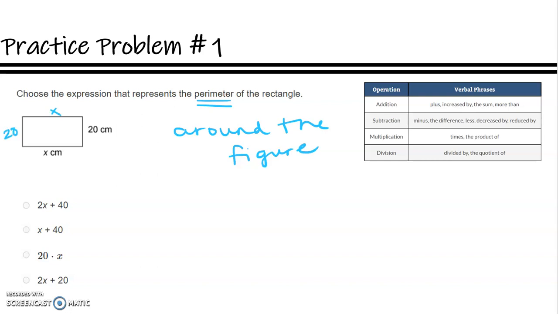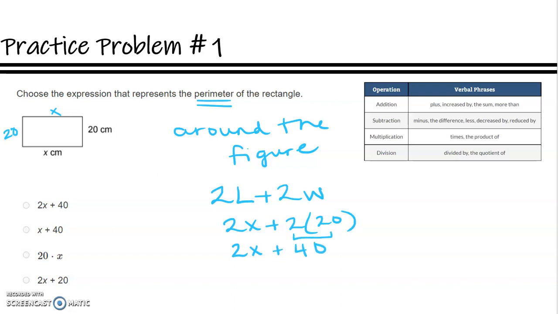Now, you can either do 20 plus x plus 20 plus x, or the formula for perimeter is 2 times the length plus 2 times the width. The length is x, 2 times x, and the width is 20, 2 times 20. 2 times the length, and then we know that that is actually 40. Therefore, A is the correct choice.